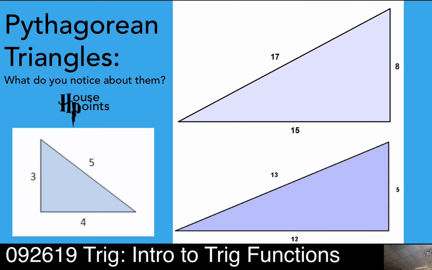Triangles that have right angles in them and integers for the sides. What do you notice about them? For a whopping 10 house points. What do you notice about these triangles?